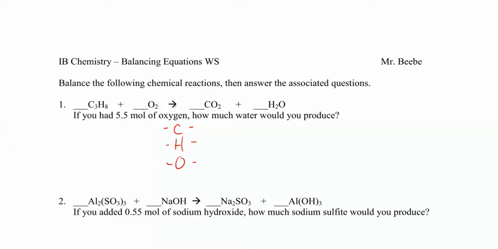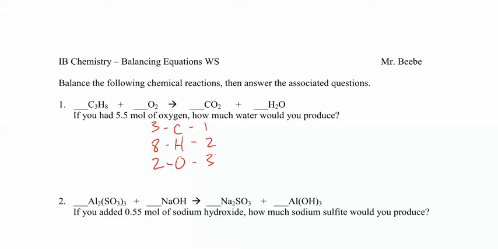So for carbon, for example, I have 3 on the left, and then hydrogen I have 8, and oxygen I have 2. On the right, I have 1 carbon and 2 oxygens and 2 hydrogens and 3 oxygens. And then start adding coefficients and change those numbers as you go.